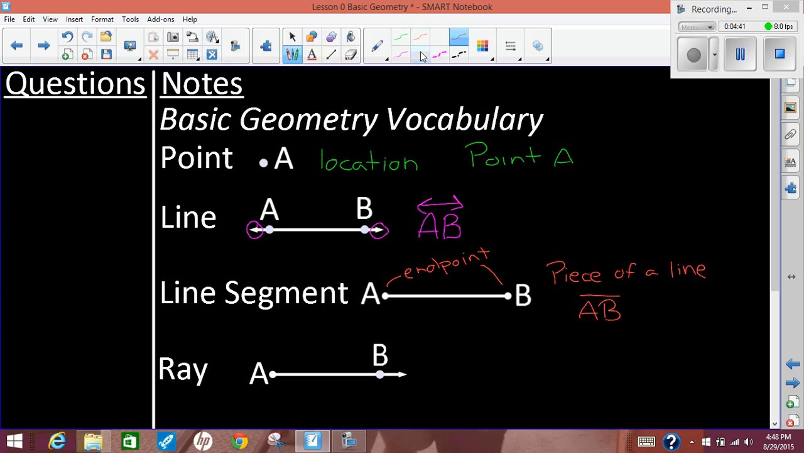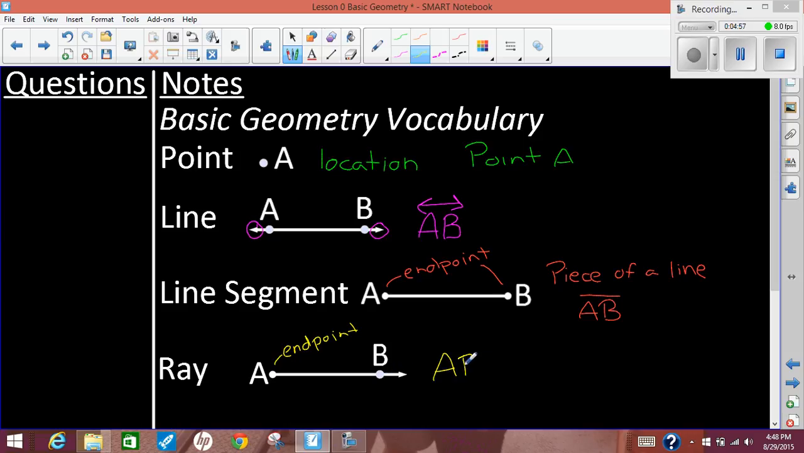And last but not least, we have a ray AB. It starts at one endpoint, and it goes in the direction of B. So it starts at endpoint A, and this ray is going to go forever and ever in the direction of B.